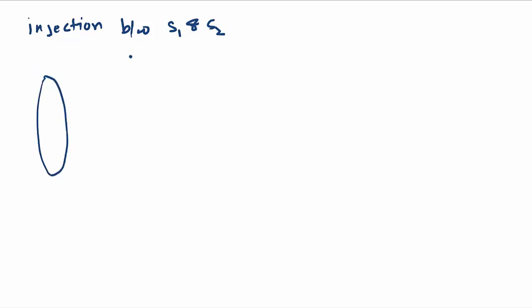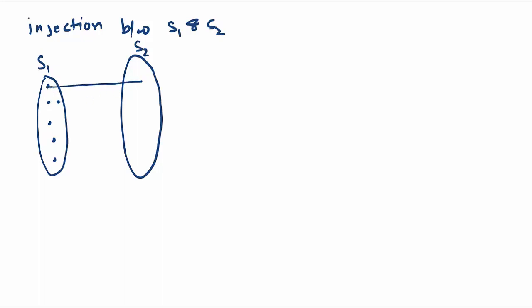So I can say that injection between S1 and S2 is possible when, let me look at it. Let's suppose this is S1 and this is S2, and we want injection. Injection means we want each element of S1 to relate to a unique element in S2, right? This kind of thing we want. So here some element of S2 might not relate to any element of S1. That's okay, but each element of S1 should relate to a unique element in S2.